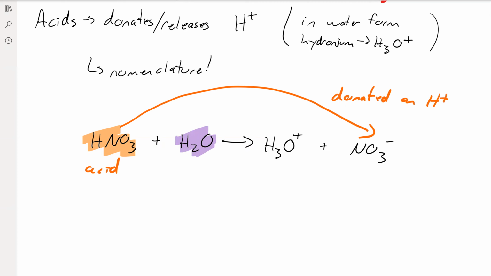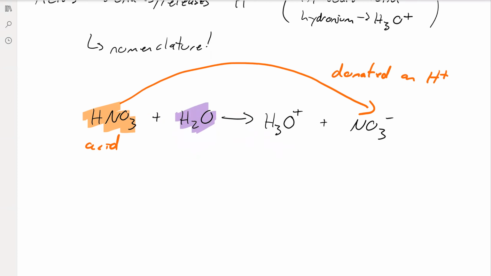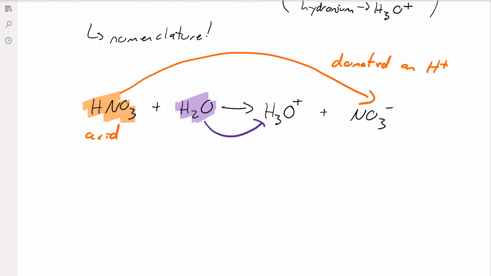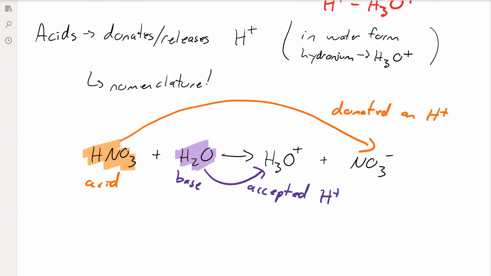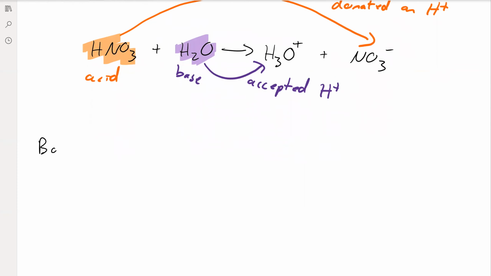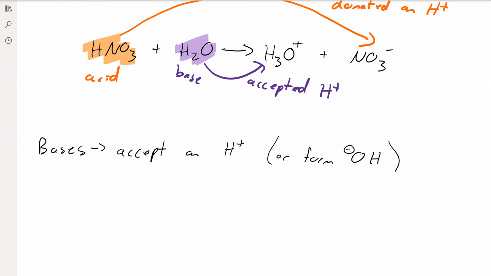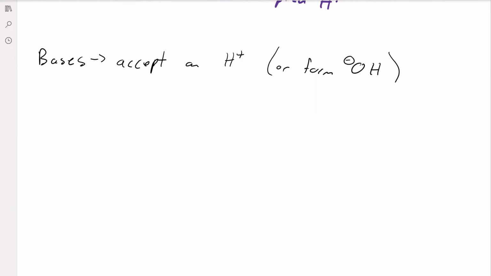And then every time there's an acid in a reaction, there's always got to be some kind of base. So they always come in pairs. And so in this case, water is the base. And it's the base because it accepted this H plus. So acids donate and release H pluses, bases accept them. Or it's pretty much the same thing. They could form hydroxides, which if you think about hydroxide and water, it's the loss of an H plus, so it's accepting that H plus.